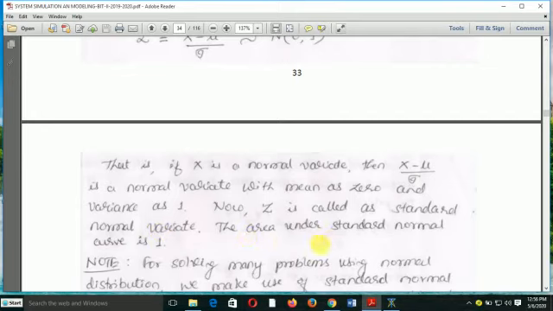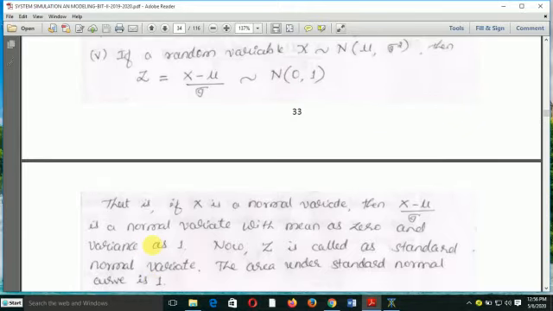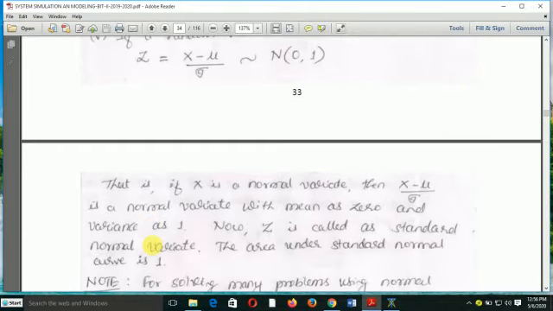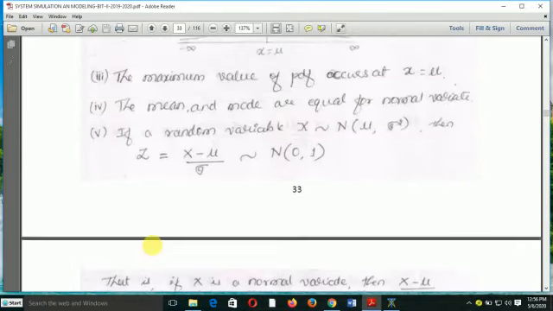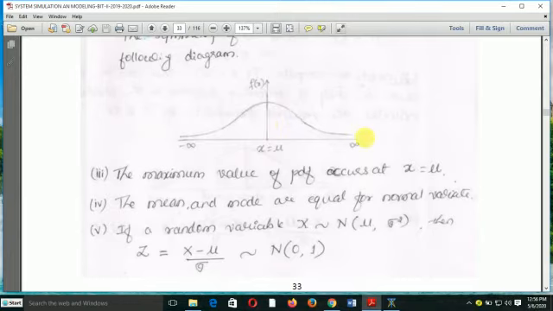The area under the standard normal variate curve is 1. The area under the normal curve is 1. Here it means that we have 1, with minus infinity on one side and plus infinity on the other.